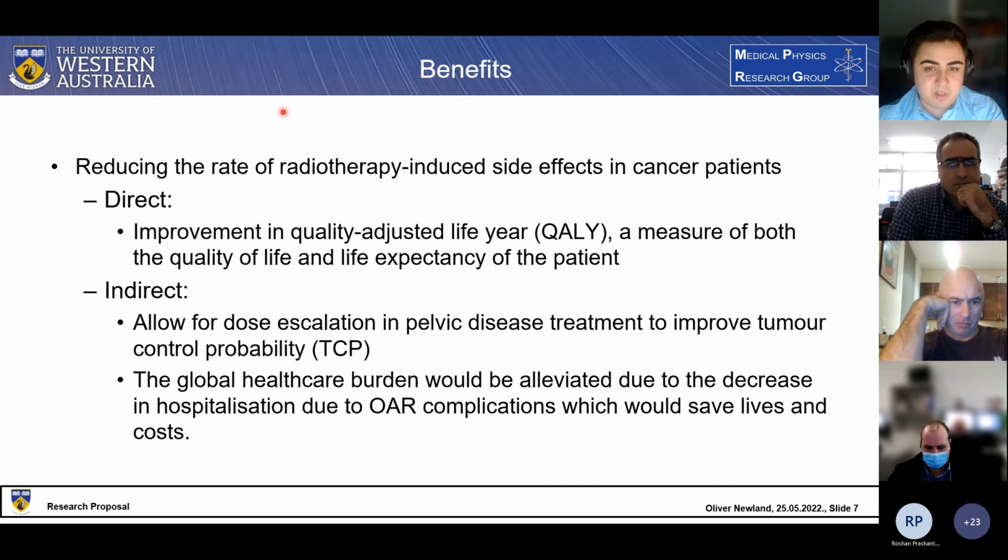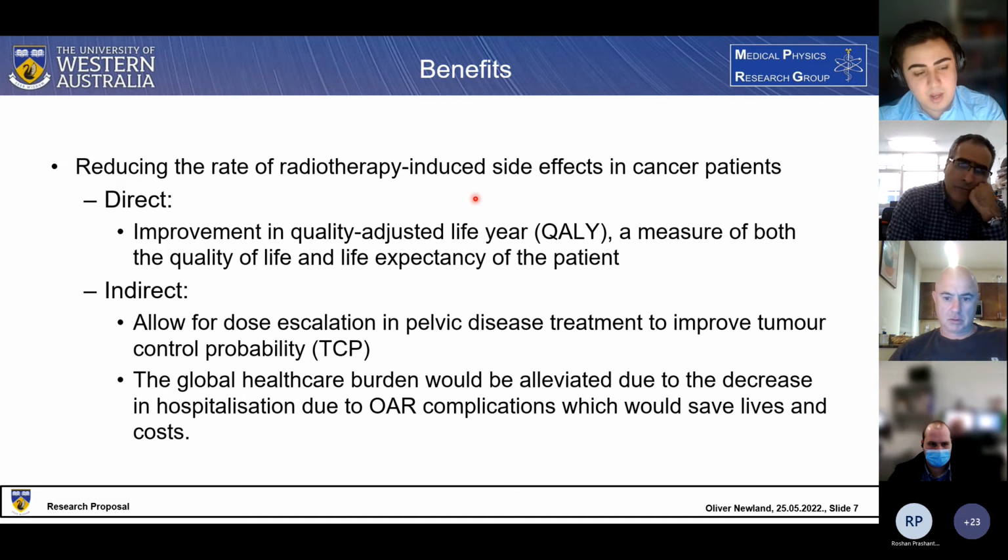Now, the direct benefit of reducing the radiotherapy-induced side effect rate would be an improvement in the quality adjusted life year of the patients, which measures both the quality of life and their life expectancy. And then you also get indirect benefits, say improved tumor control, since you now have more tolerance for dose escalation, and also less strain on the healthcare system, since there'd be fewer hospitalizations.